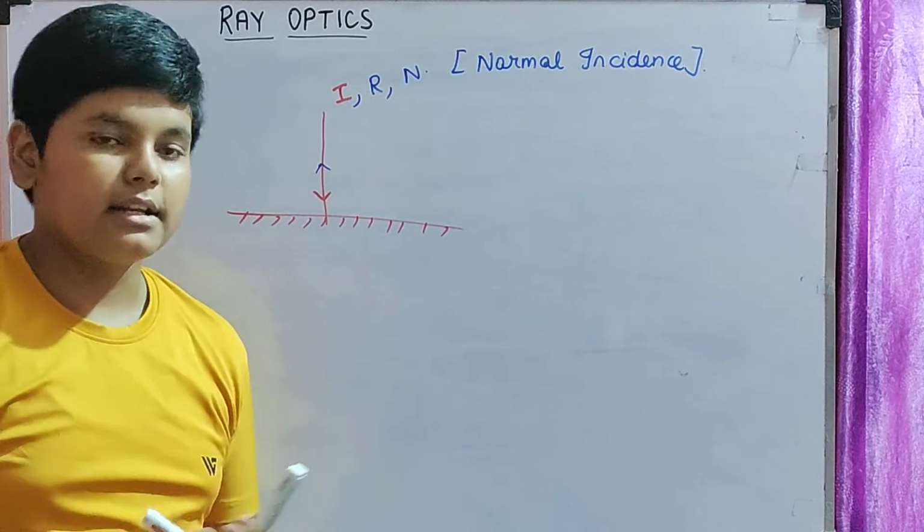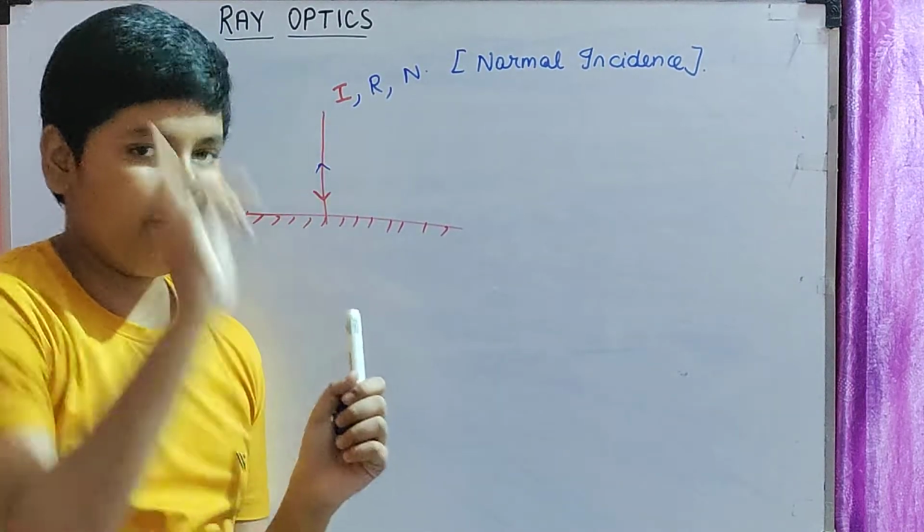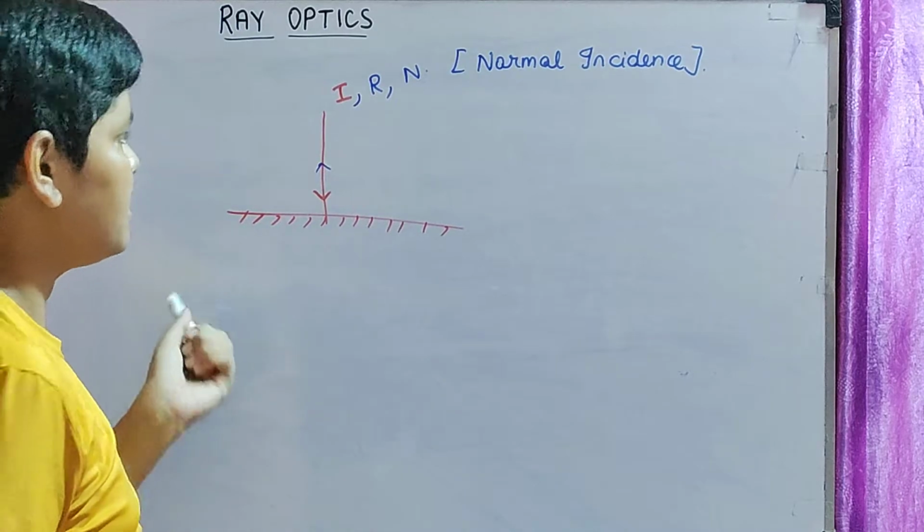The reflected ray gets reflected in the same direction as it came. It came like this, it will go back like this. So this is what a normal incidence is.